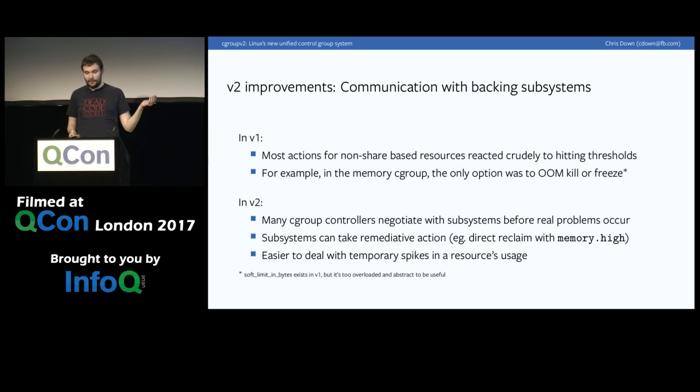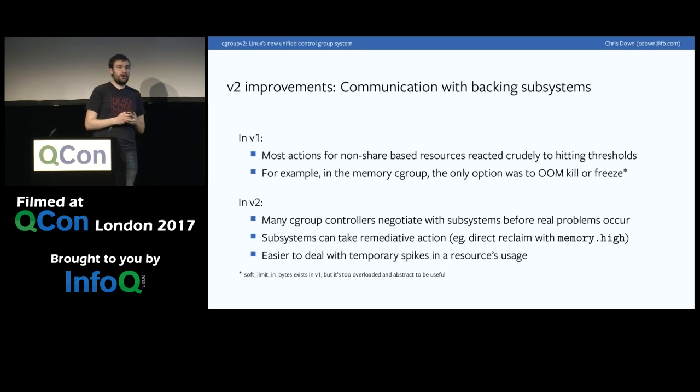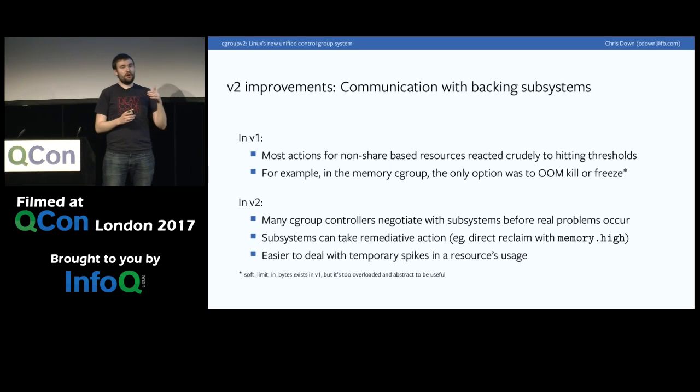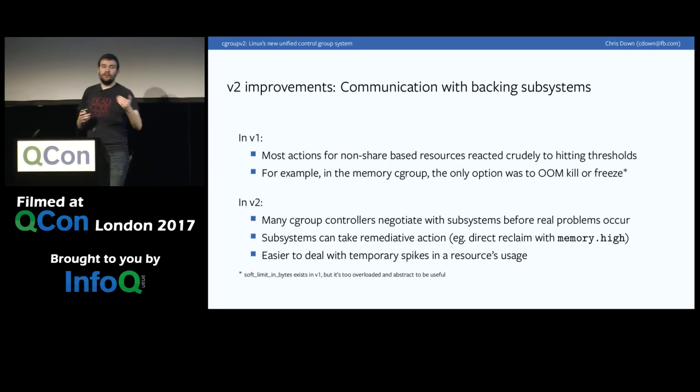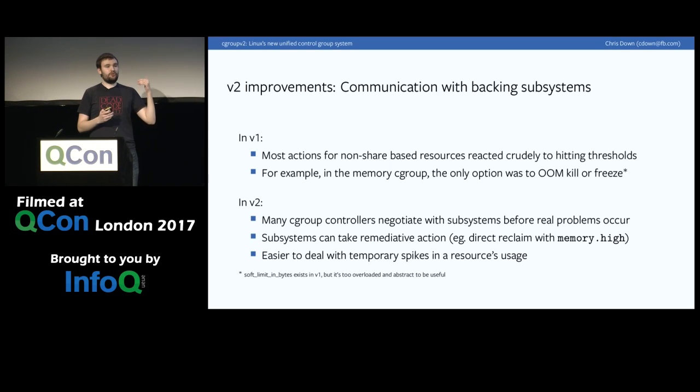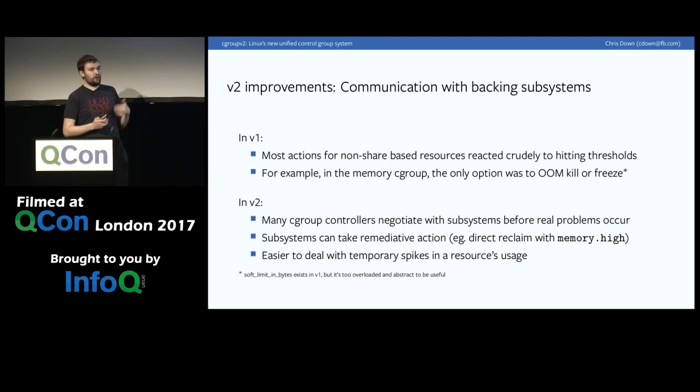Like I said, memory.high works based on reclaim, and essentially the idea here is that instead of killing a process immediately, you try and reclaim some of the memory. The idea is that we want to try and dial back the uses of the application, throttle the application, and reclaim memory for it instead of just running straight up to the killer, which is a more crude action. This also means we can deal with temporary spikes in usage way easier.